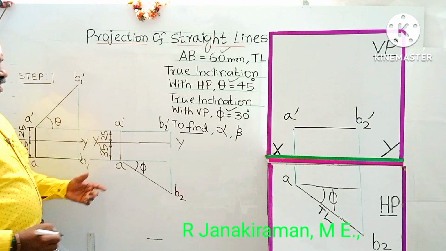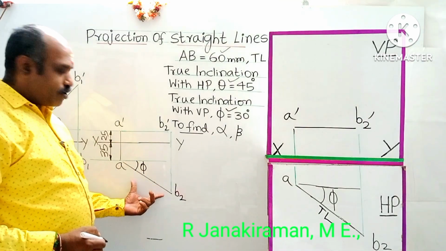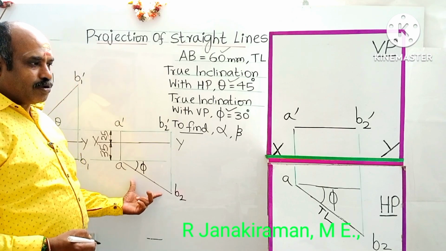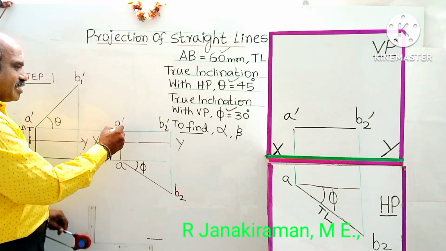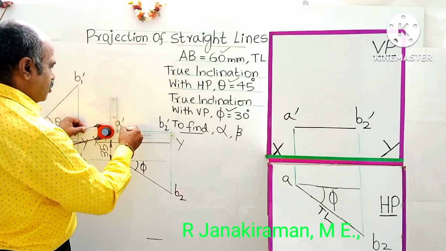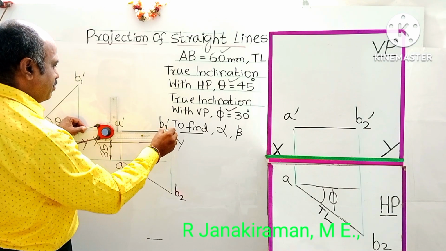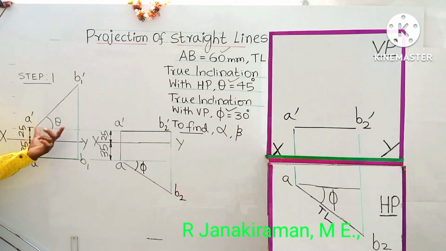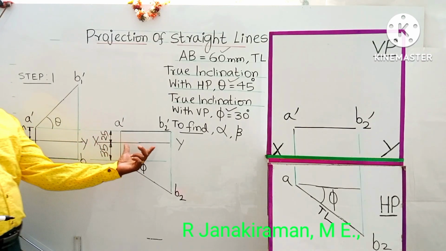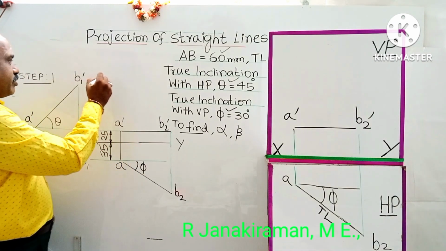This is the corresponding top view for true inclination with VP alone, and the corresponding front view I have shown. Join A dash and B2 dash with a lighter line drawn by an H or 2H pencil, like this. This is inclined to HP alone. This is the line inclined to VP alone. This is called the step 2 diagram.